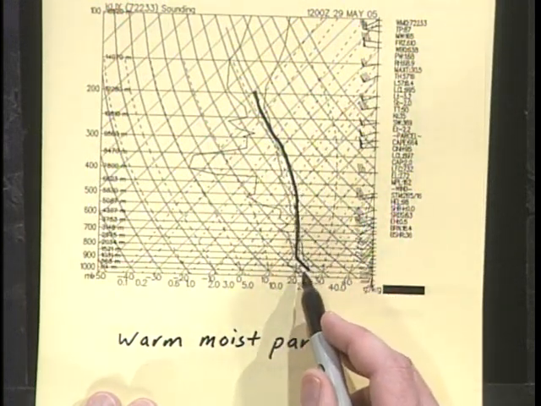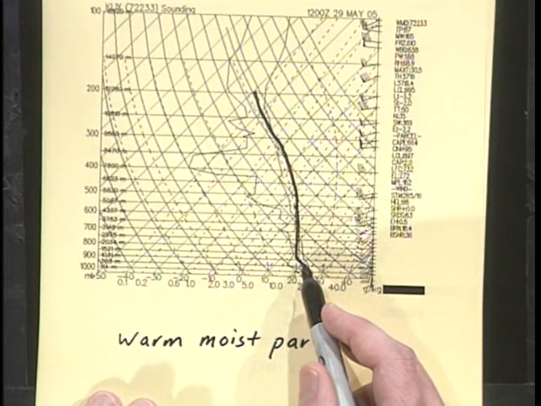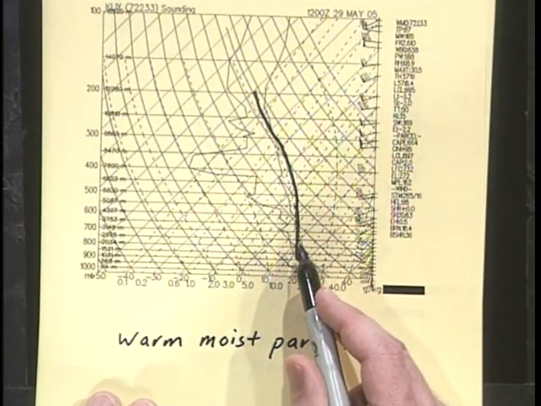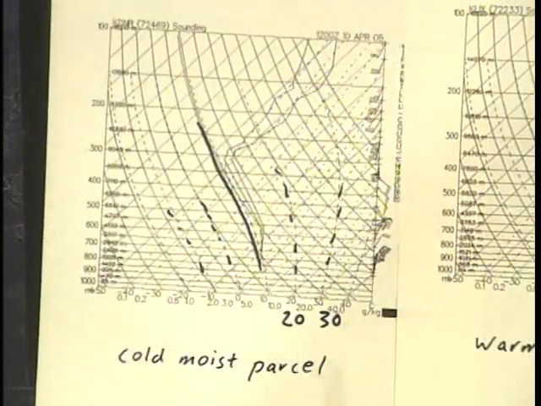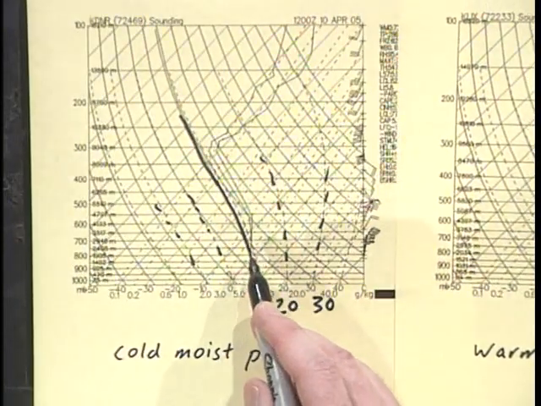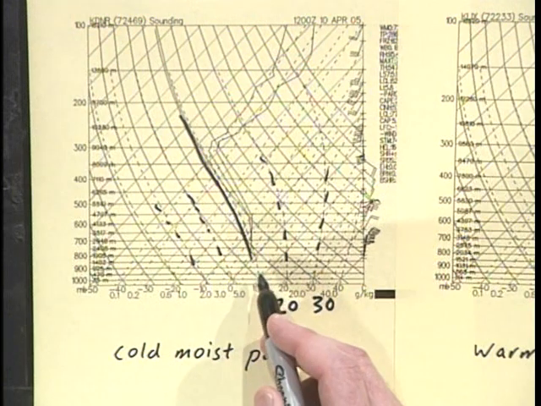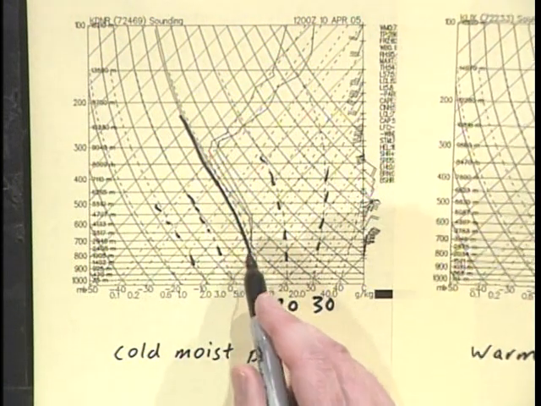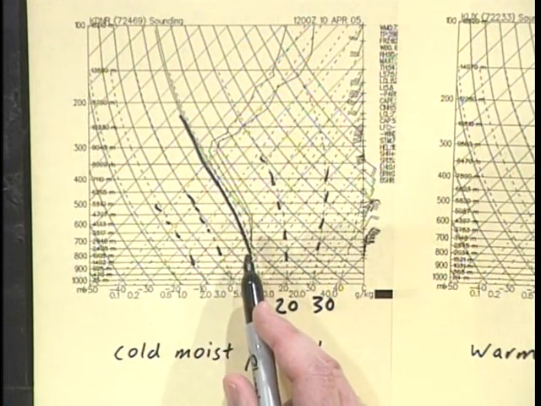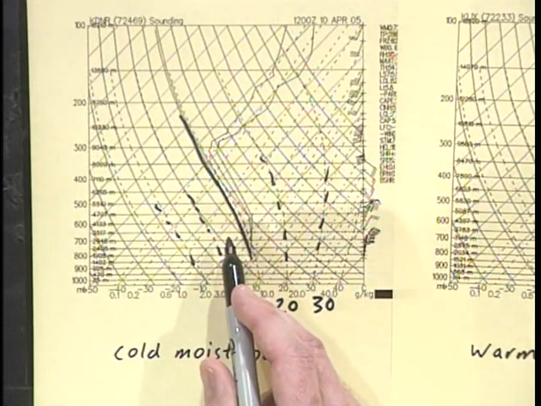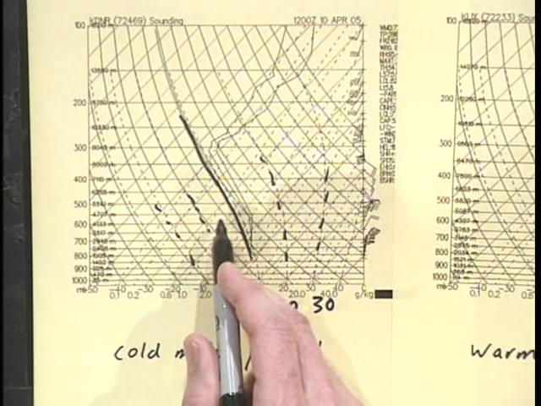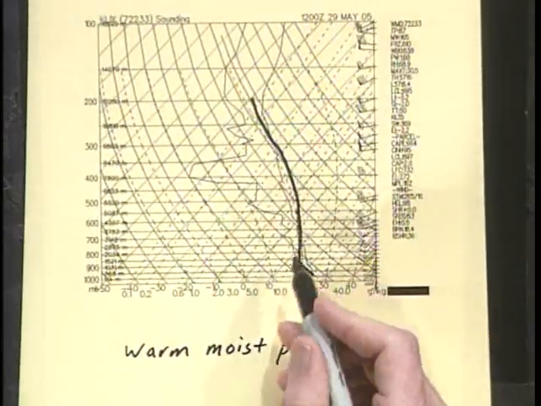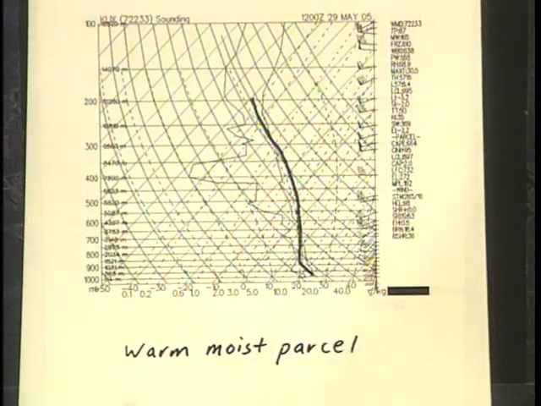So if the parcel starts off warm and moist, it has a greater chance of rising on its own due to positive buoyancy. But in this situation, this is more of a snow type situation where, to generate precipitation, you're going to need forced lifting to take place. And there's not as much latent heat being released, so you're not going to generate as much precipitation as you are in this situation. It'll generate much more precipitation here.